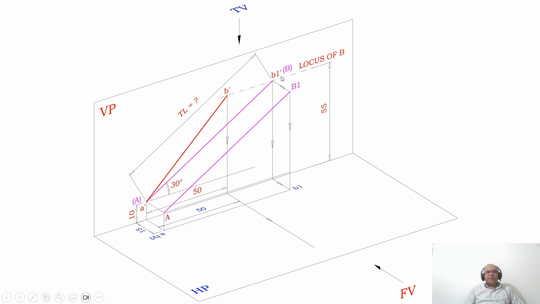So where you can see the distance in front of VP, I can see the distance in the top view. As you look from the top view, there I can draw, and that image is going to be seen in the horizontal plane.